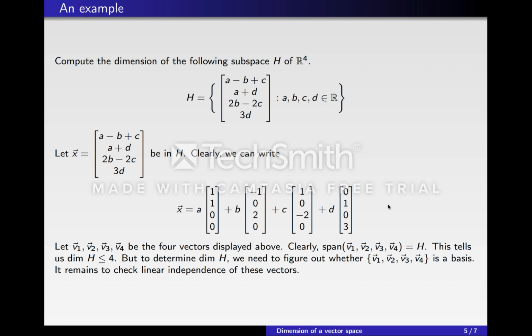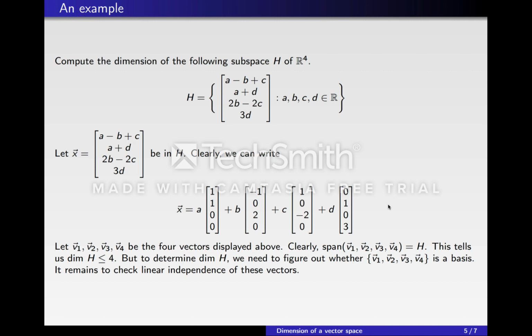The idea is that you split X into the part that consists only of A. In this case, you have A times (1, 1, 0, 0). That's the part with only the terms with A. And then you do the same for B. So this is going to be B times (minus 1, 0, 2, 0), and then C times (1, 0, minus 2, 0), and D times (0, 1, 0, 3).